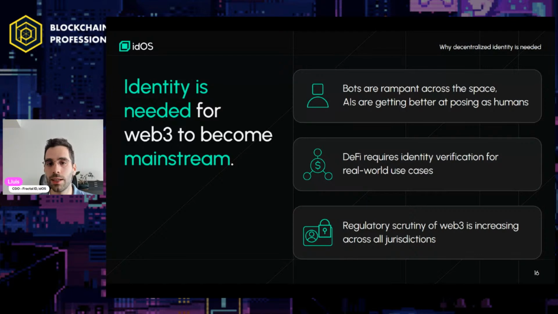We see also a lot of hype about DeFi, but actually DeFi, if it is going to get into real world use cases, needs compliance, because the financial system needs compliance, which means that the only way that DeFi gets mainstream is through identity and through verification of humans and their funds and their transactions.